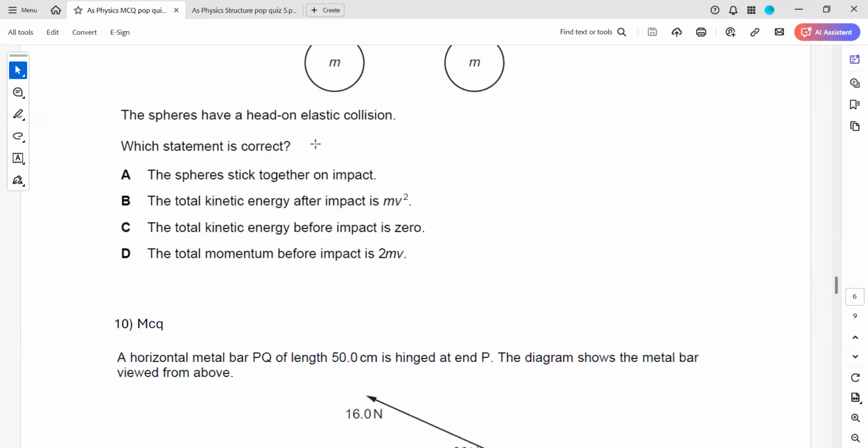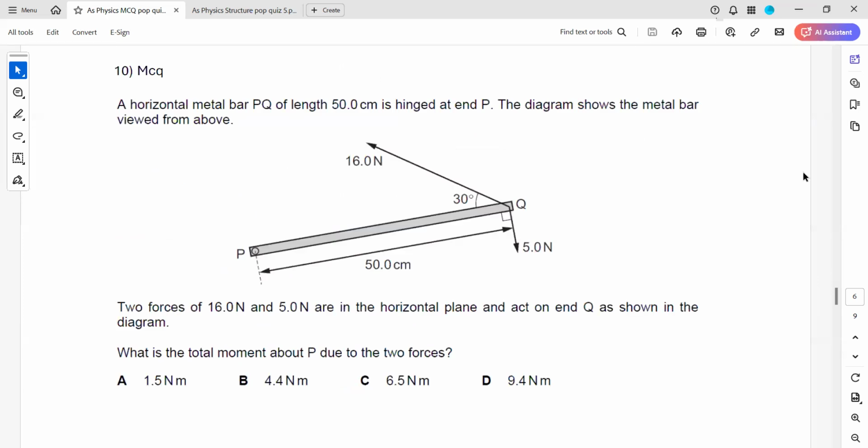In question 10, the horizontal metal bar PQ of length 50 centimeter is hinged at the end. The diagram shows the metal bar viewed from above. The two forces are 16 Newton and 5 Newton. If this is a pivot, this 5 Newton will cause a clockwise turning effect and this 16 Newton will cause an anti-clockwise turning effect. But whenever we take the force, we always take the perpendicular, so the angle between the force and the distance should be 90.